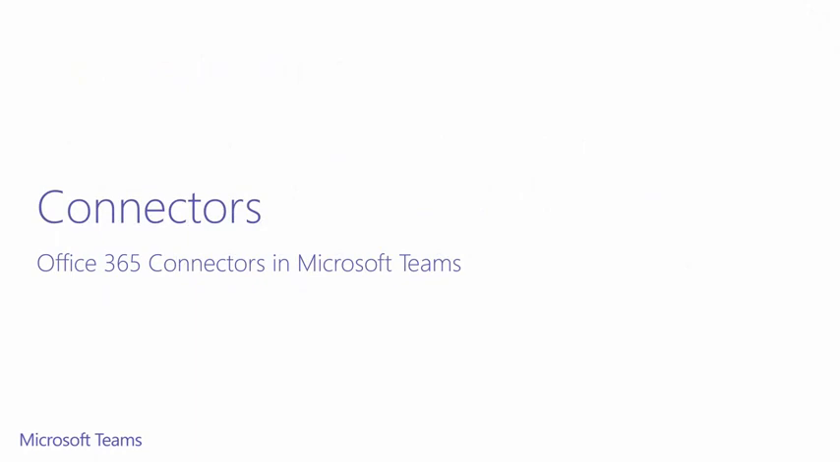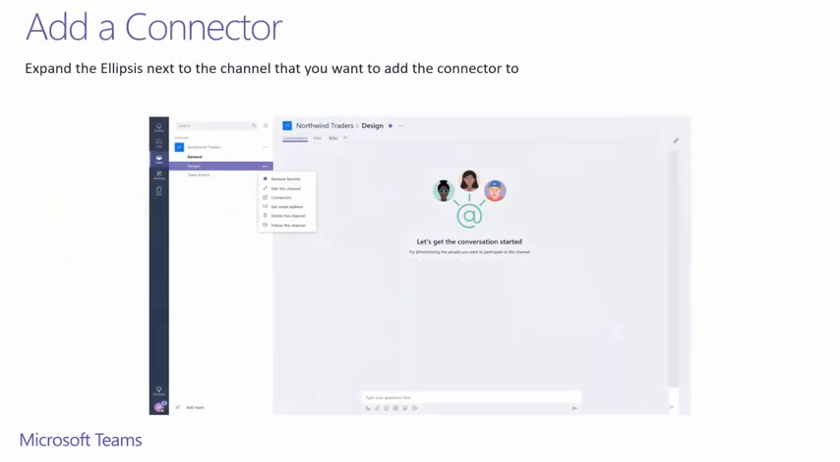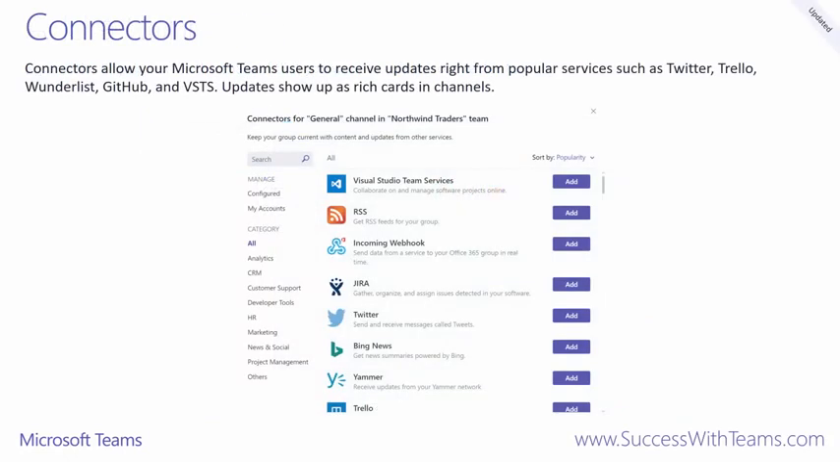Microsoft Teams has been developed with integration to Office 365 connectors. To add a connector, expand the 3 dots, also known as the ellipsis, next to the channel that you want to add the connector for. Connectors allow your channels to receive updates from many popular services you already use. The updates show up as rich cards in channels.